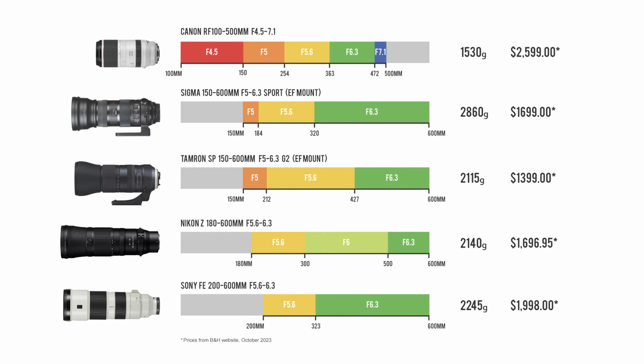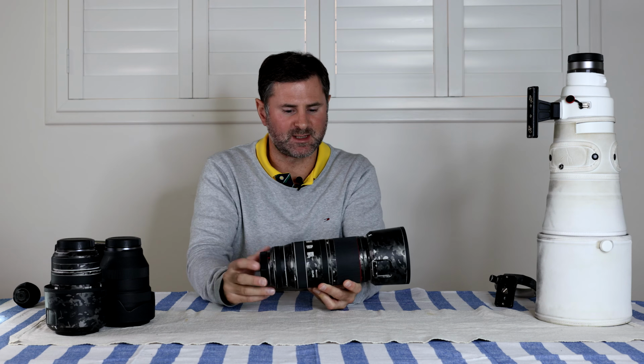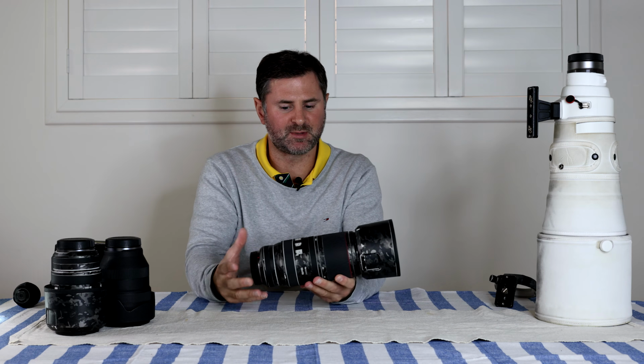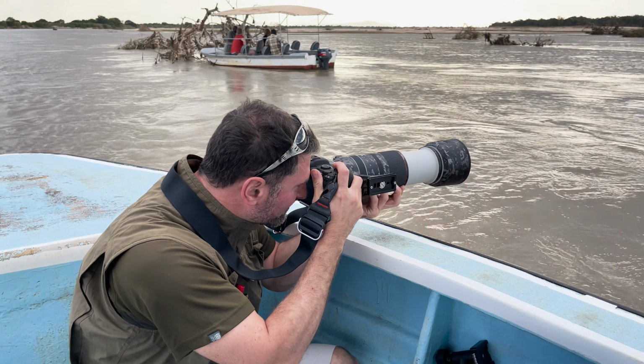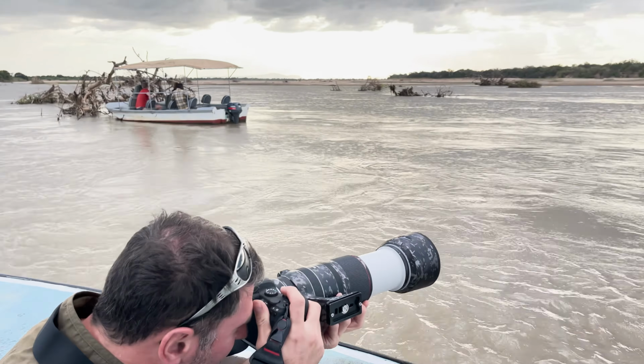It's also relatively small and compact compared to other lenses in this kind of focal range. When I compare it to, say, some of the Sigma or the Tamron 150 to 600, or maybe the Sony 200 to 600, these are all very similar lenses in terms of the focal range and the aperture. This does seem to be a lot smaller, a lot more compact and a lot lighter than those lenses, which I think is a bit of a winner for Canon there.